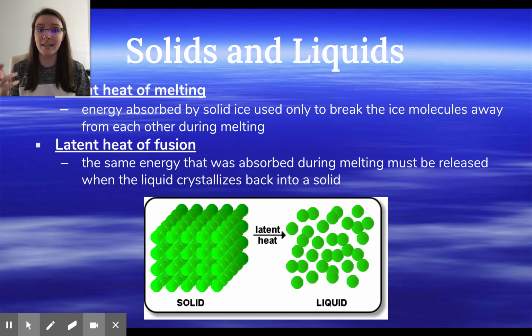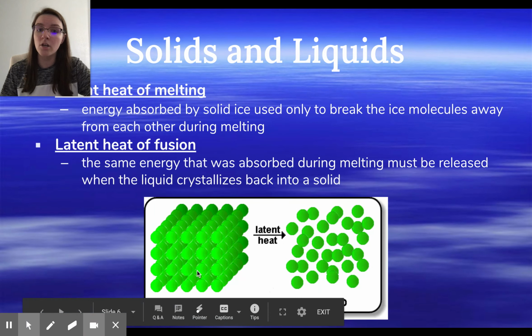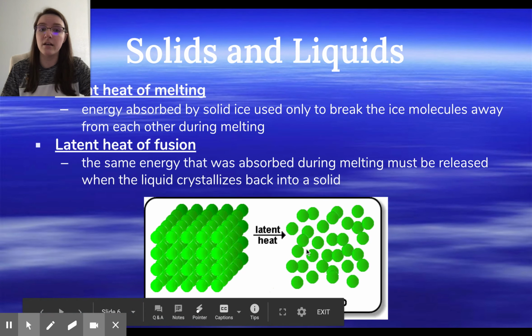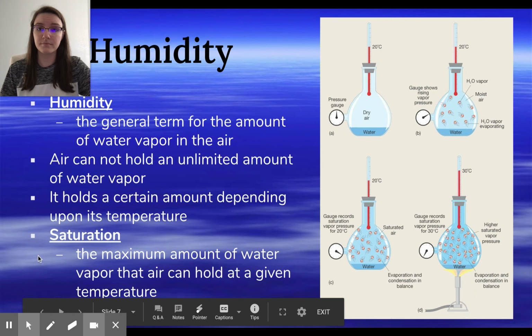There's also latent heat between solids and liquids. The latent heat of melting is the energy absorbed by solid ice, used to break the ice molecules into liquid molecules. And the latent heat of fusion releases that heat of melting to go back to a solid.